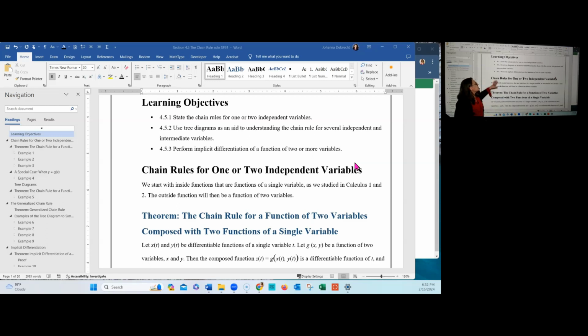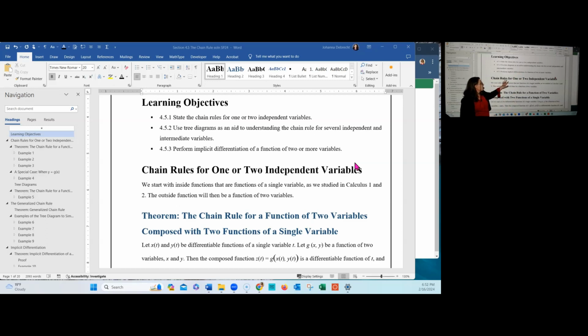When we're thinking about this, we're going to have three learning objectives. We're going to find the chain rule for two or more independent variables. Then we're going to use what are called tree diagrams, which will help us to analyze the structure that we need to apply the chain rule in. Then we'll be able to find implicit differentiation of a function of two or more variables.